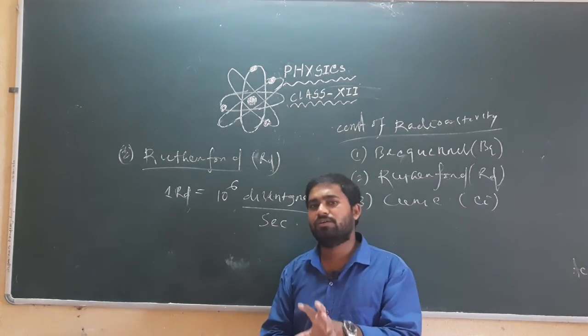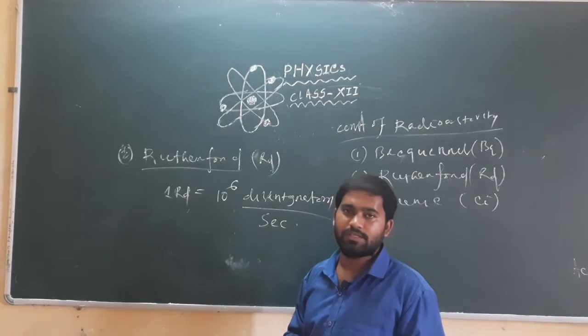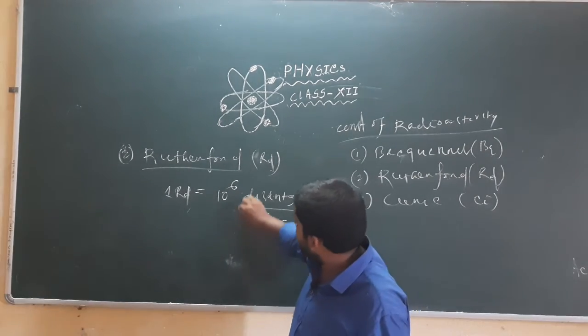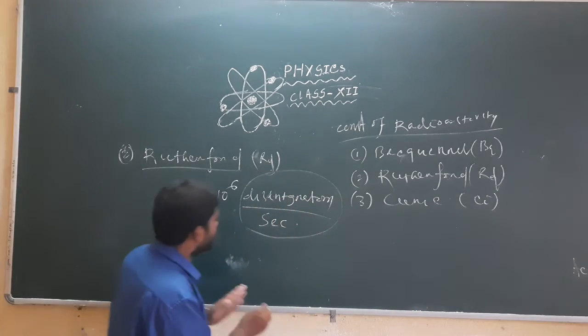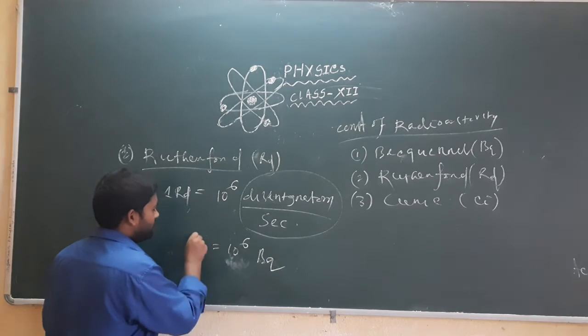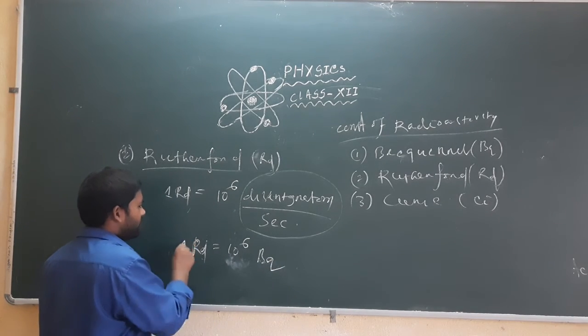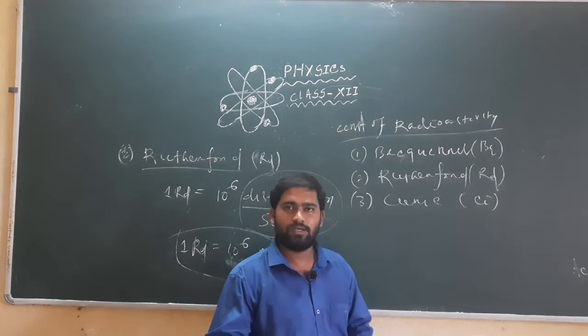So 1 Rutherford equals 10 to the power 6 disintegrations per second, and as we know, disintegration per second is 1 becquerel. So we can write here 10 to the power 6 becquerel. So 1 Rutherford equals 10 to the power 6 becquerel. Understand?